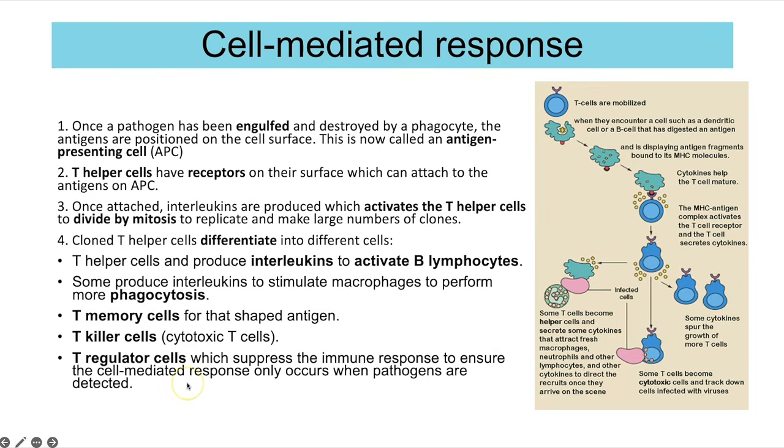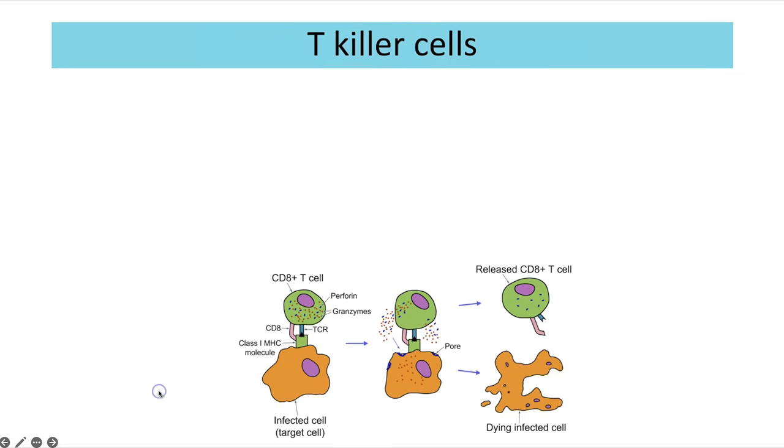T regulator cells will suppress the immune response to ensure the cell-mediated response will stop, and therefore it's only occurring when the pathogen is present. Because you don't want this response happening all the time. You only want it to happen when you are infected with a particular pathogen.